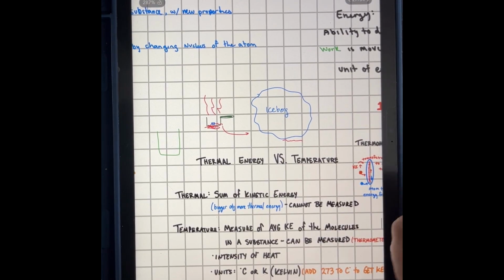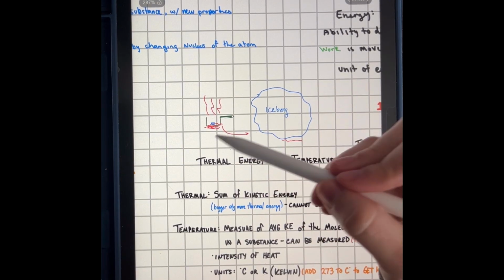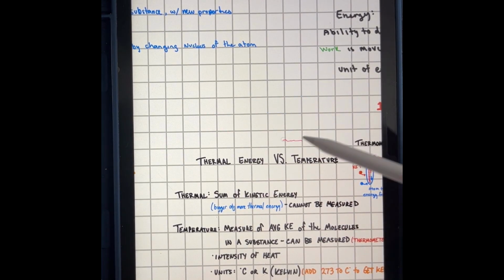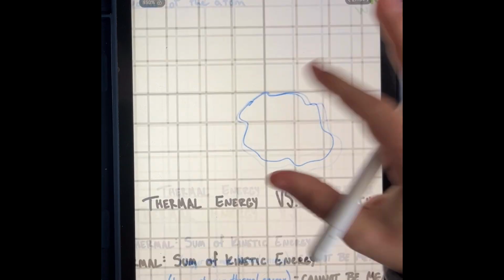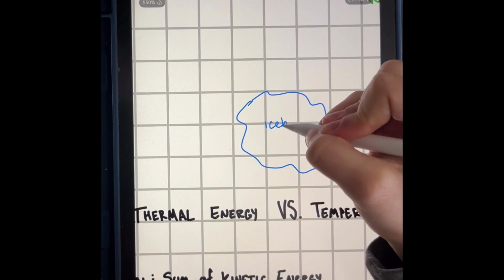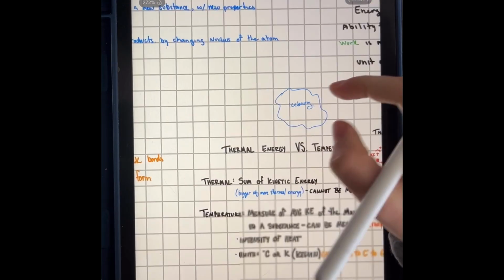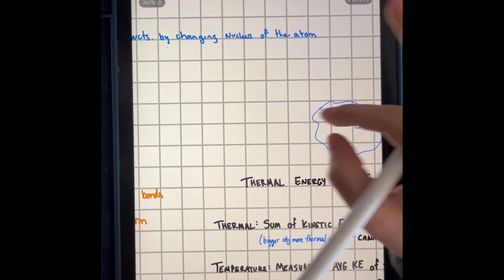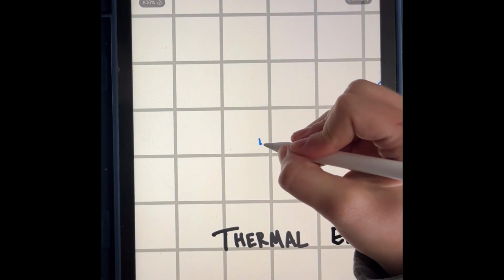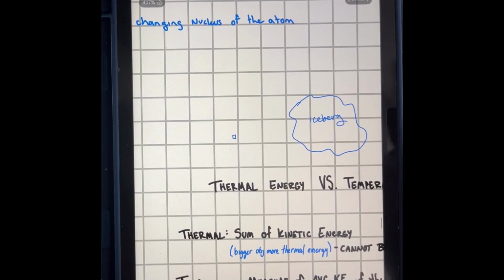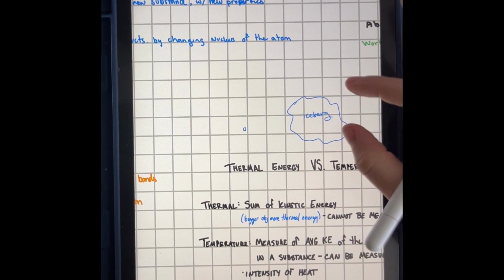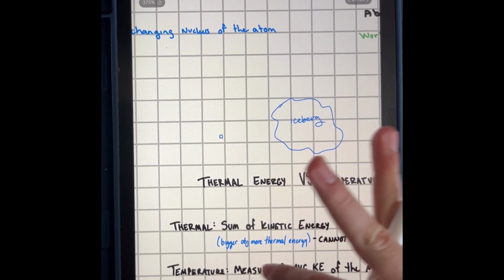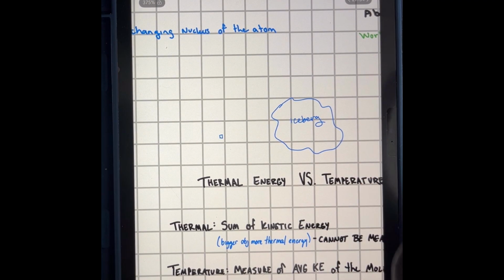So this is my favorite example. We have a nice iceberg here, and I'm just gonna redraw it. But this is an iceberg, and the iceberg is obviously a lot bigger than a small ice cube, right? That's obviously a lot bigger. So which one has more thermal energy? Well, this iceberg. Why? Because, well, it's a bigger object, but that's not the reason.